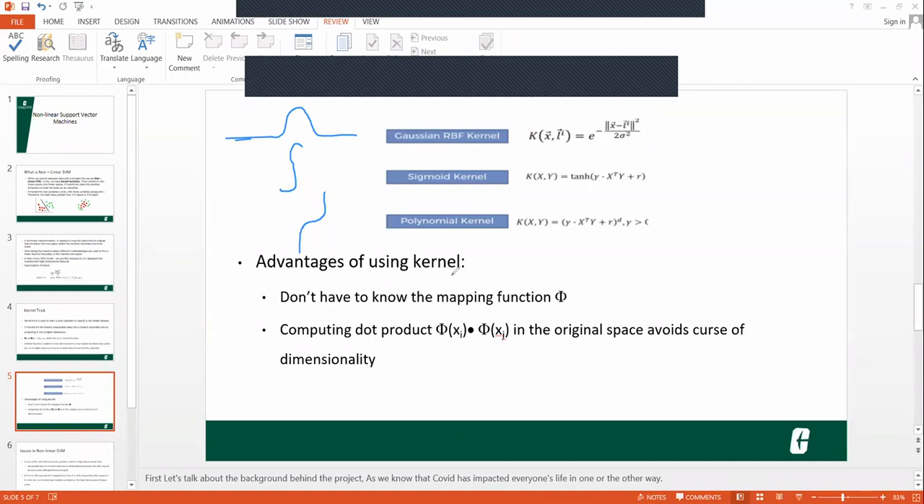The advantage of the kernel is that we don't have to know the mapping function. Computing the dot product, phi of xi dot phi of xj, in the original space avoids the curse of dimensionality.